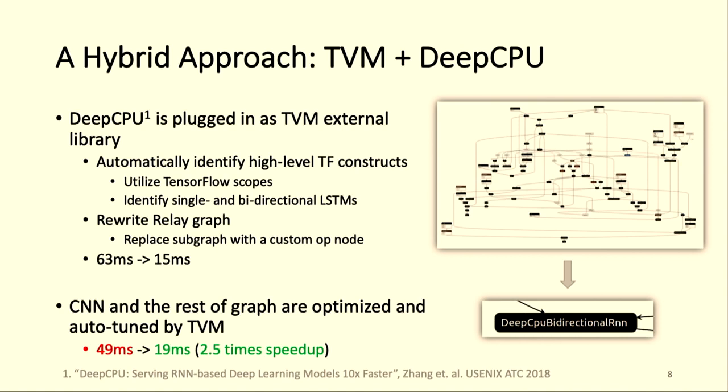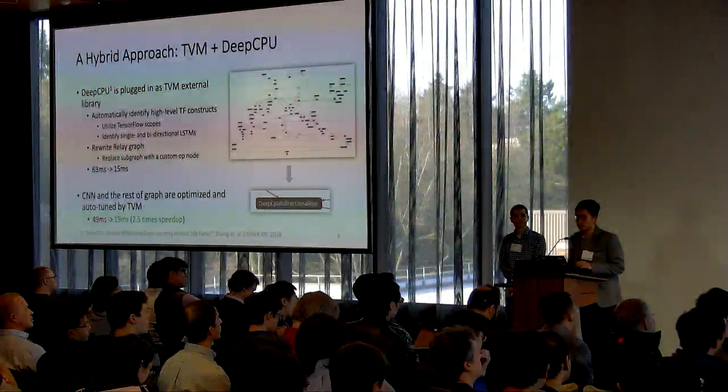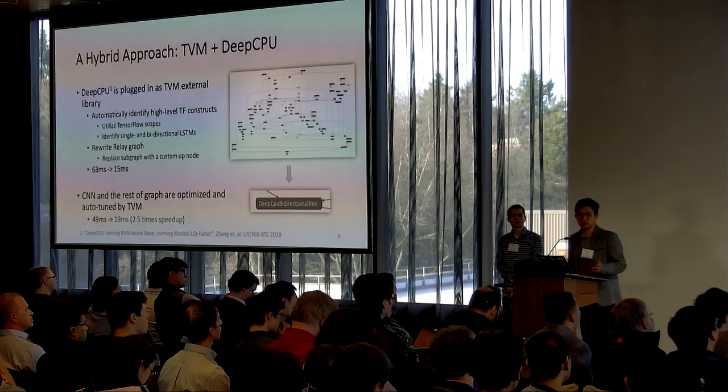And then we use TVM to do the optimization and auto-tuning of the rest of the graph, and that brings the latency of that part from 49 milliseconds to 19 milliseconds, which is a 2.5 times speed up. And more importantly, in this process, we have figured out that TVM is really flexible in terms of adding external libraries and getting the benefit of both highly optimized ops as well as optimizing the rest of the graphs.